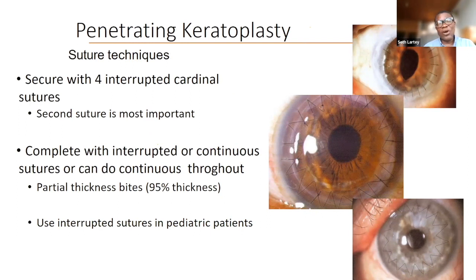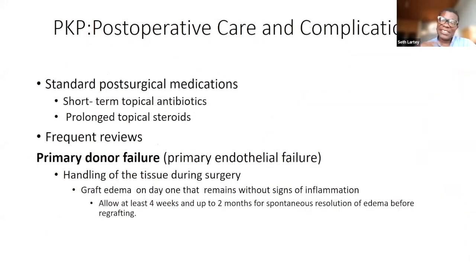Then you can continue with interrupted sutures or continuous sutures, or do both interrupted and continuous combined after the 4 interrupted sutures. Partial thickness sutures are taken at 90% depth. And for children, we prefer doing interrupted sutures. After surgery, post-op, the standard steroids and antibiotics are given to these patients, and frequent reviews are important.